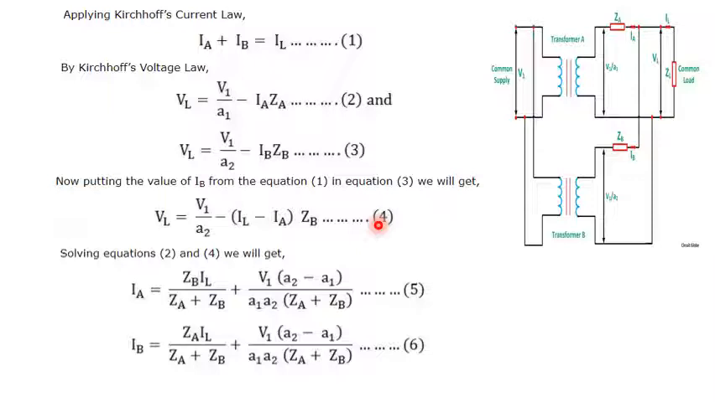Now solving equation 2 and equation 4, we equate these two equations. If you equate equation number 2 and equation number 4 and solve for IA, you will get IA is equal to ZB IL divided by ZA plus ZB, plus V1 into A2 minus A1 divided by A1 A2 into ZA plus ZB.